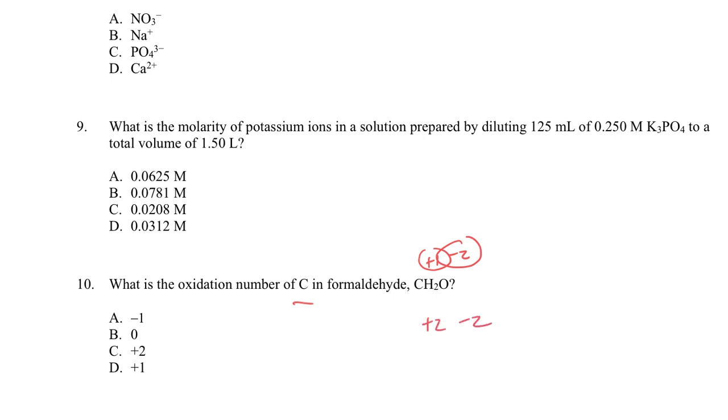And so we have +2, -2. The overall charges have to sum to 0, so the oxidation number of carbon has to actually be 0. For 0, +2, -2 to go to 0.